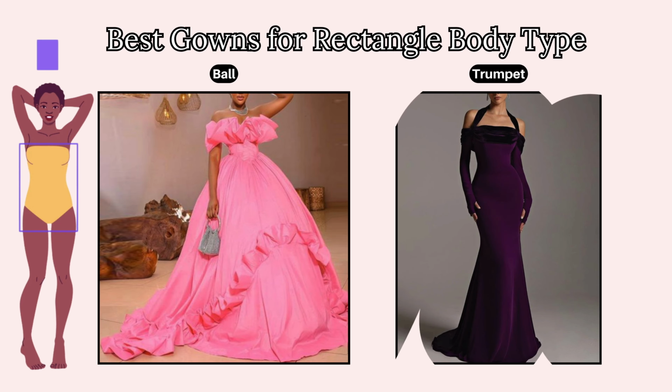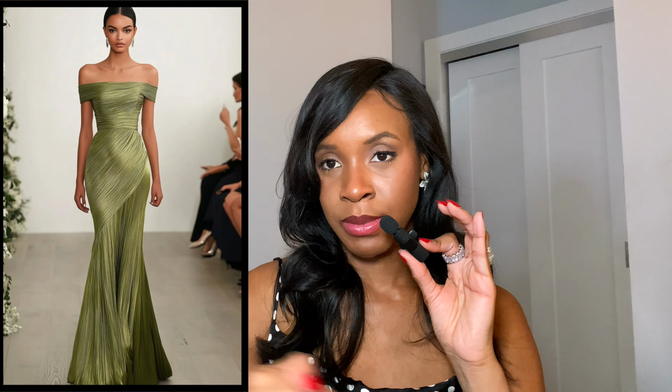The trumpet dress will also work well on the rectangle body type. It will add volume to the lower body, and it will create the illusion of curves by hugging the upper body and then flaring out from the hip towards the hem. So the fitted upper body will make the waist look defined, and then the flared out hemline of the trumpet dress will add volume to the lower body.